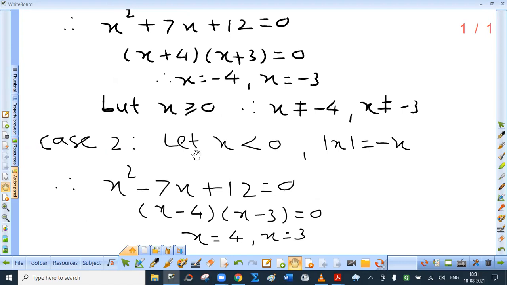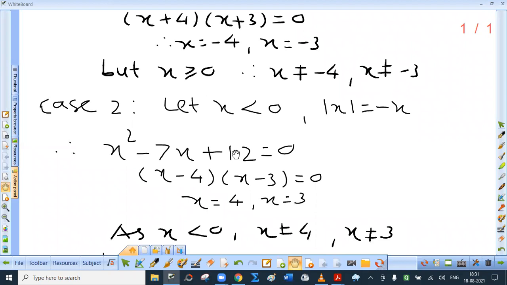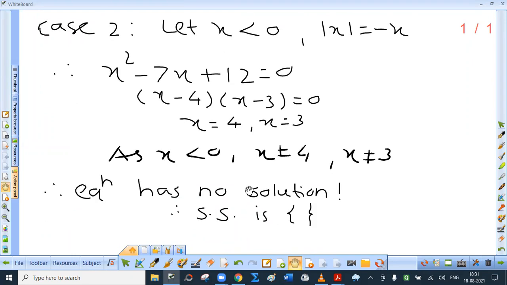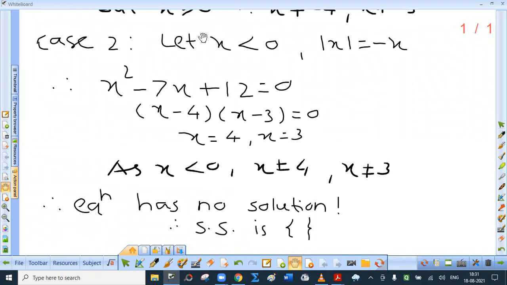Second case, let x be less than 0. So mod x is minus x. Equation becomes x square minus 7x plus 12 equal to 0. So I get x equal to 4 or x equal to 3. But we have to discard these two also. Why? We have begun with let x be less than 0. So x can't be these. So equation has no solution. That is, solution set is an empty set.